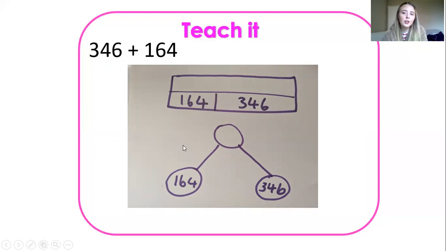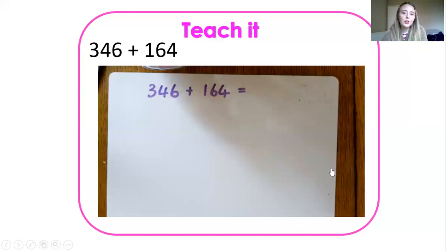The same with this down here. Do you remember what this is called? This is called a part whole model. So 164 add 346, and then they add together to make this whole as well, which is missing. So we need to do the column addition to work it out. So if you see these, don't think, oh, that's not what we're doing, I don't understand. This is just asking you to do the addition sums, but in a different form, a different way of showing it, a different representation.